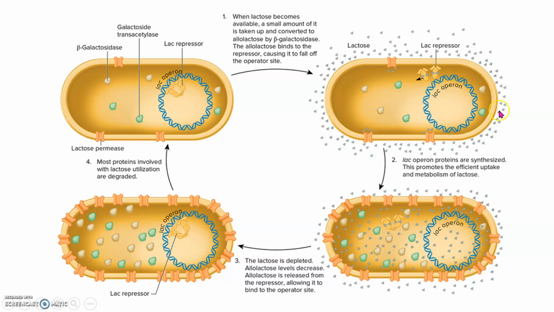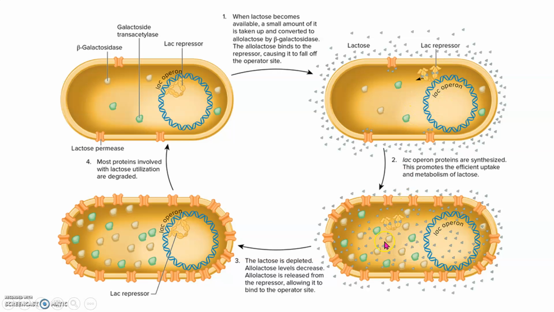Now we're in an area where we have all this lactose in abundance outside of our cell. Okay? So it's going to start to come into our cell through the permease. As it comes in, it's going to be converted into allolactose that's going to bind to the repressor and knock it off of the lac operon.